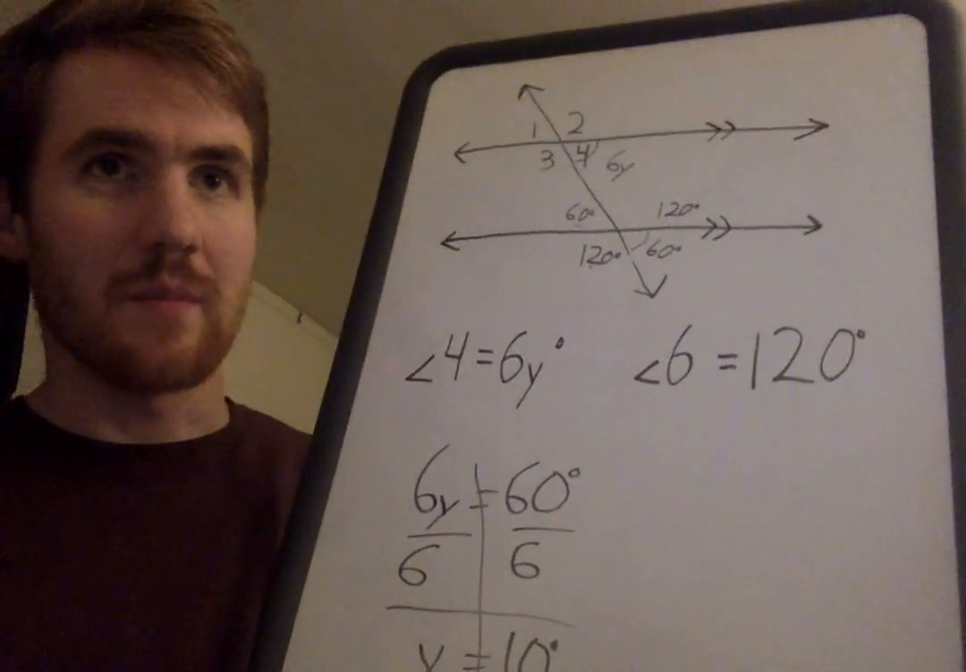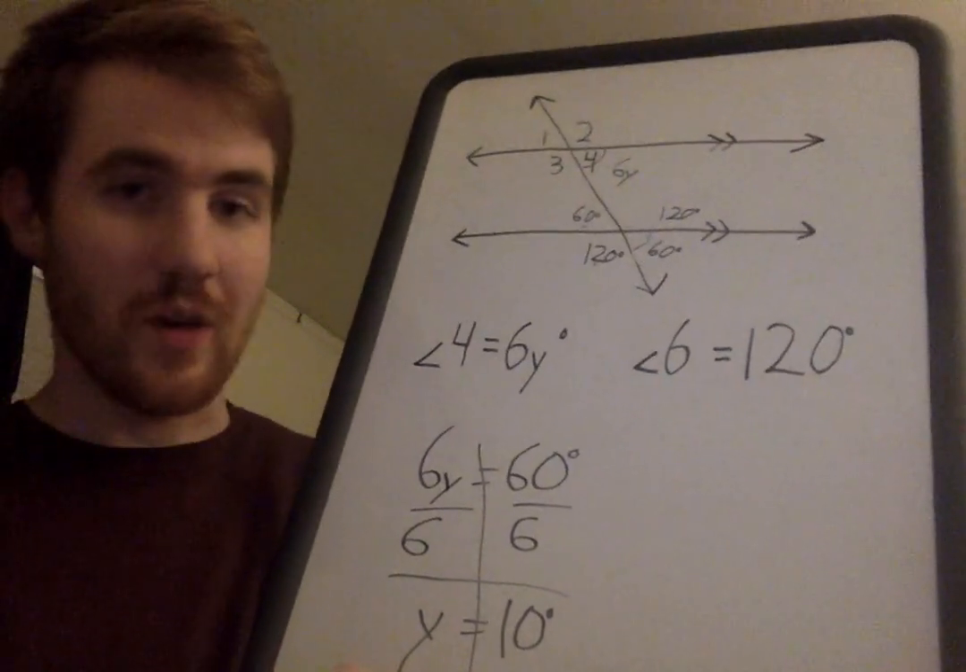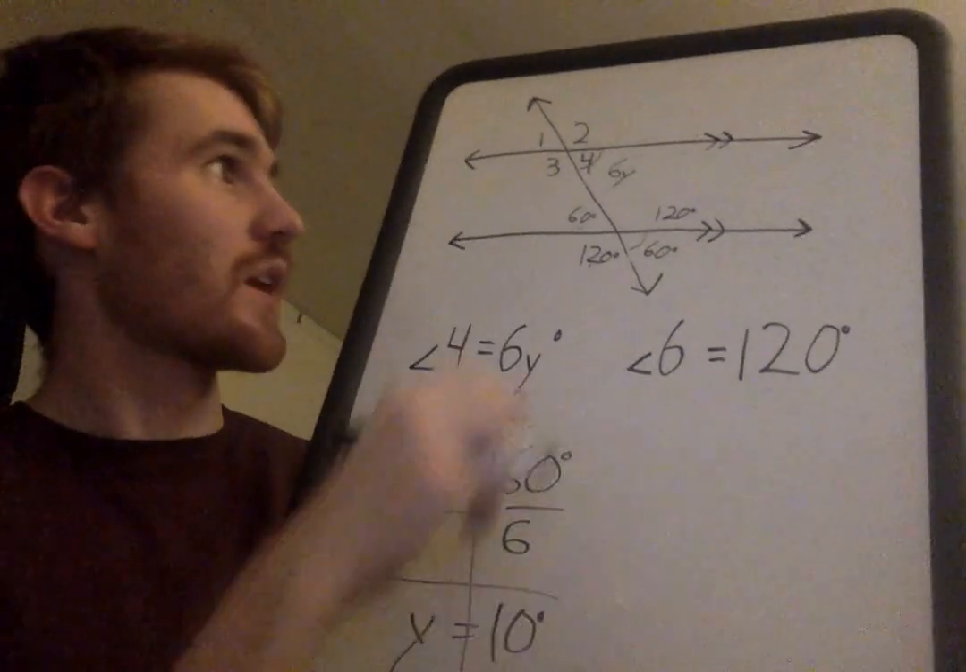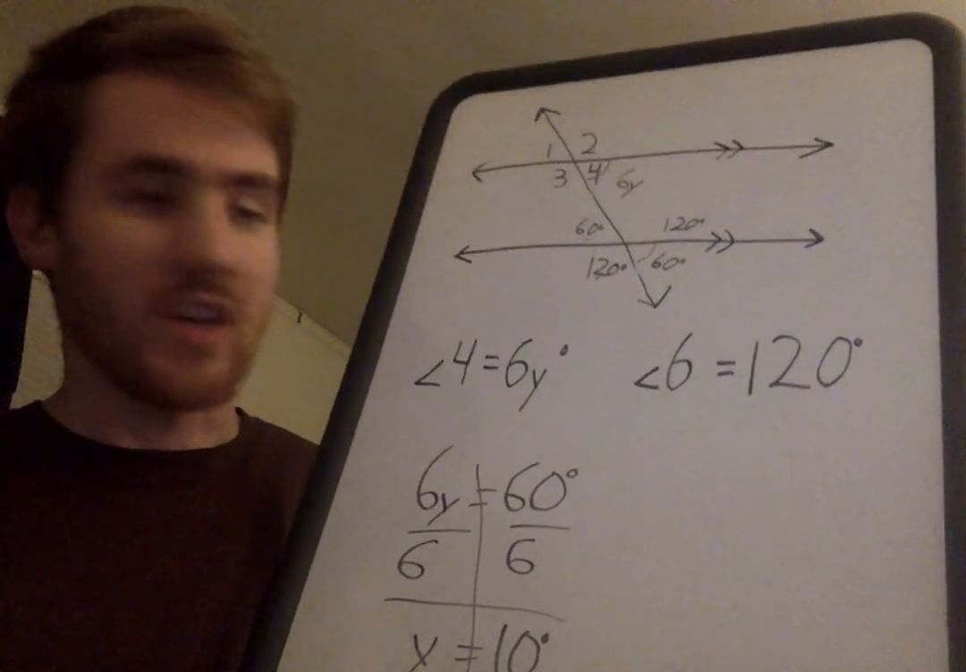Many of you may have messed up because the problem was asking you to figure out what y was. Make sure you're always answering the question. If it says what is y, you'd say 10 degrees. If it says what is angle 4, you'd say 60 degrees. So make sure you're reading the question carefully.